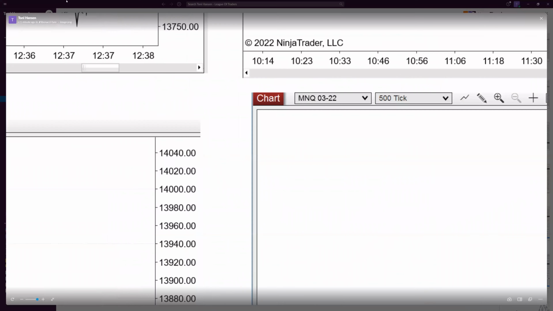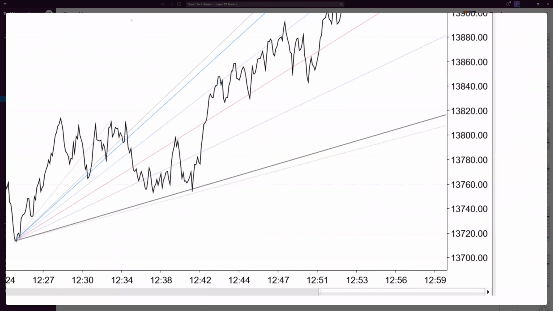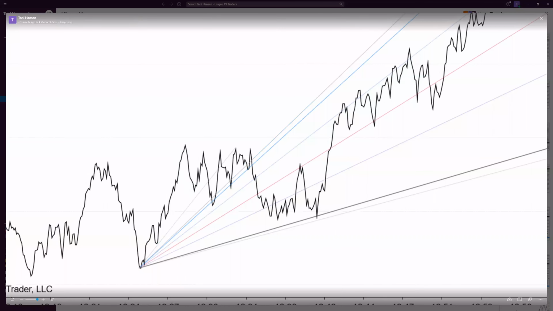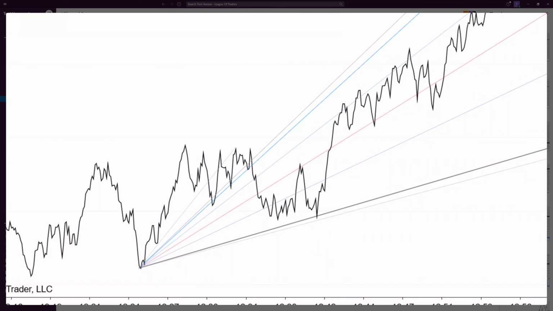So what I was looking at was, again, coming off of that low. I showed you earlier how I took the fan from that low and adjusted it here. But then I also did the same thing on the smaller pullback in here. So I was looking at this two-wave correction coming in here as well.